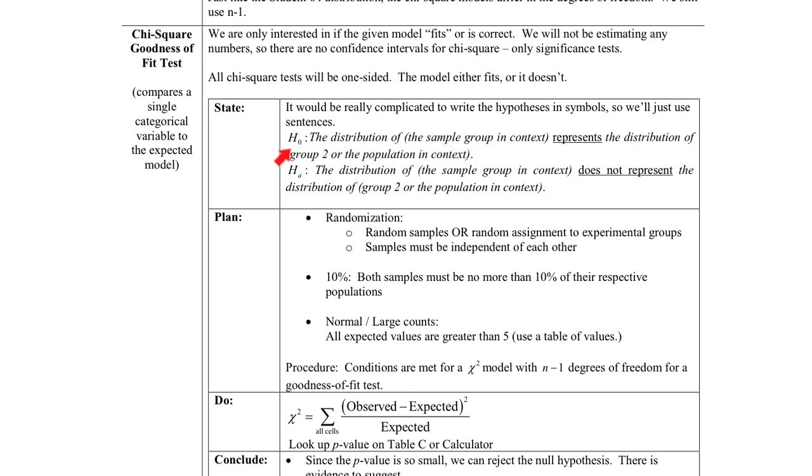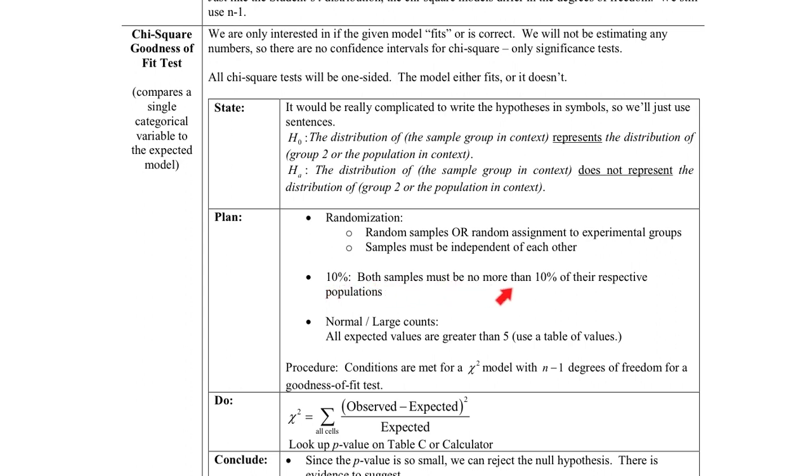So here's our null hypothesis: the distribution of the sample represents the distribution of the population. For example, we would say the distribution of M&Ms in our sample does represent the distribution as given by M&M Mars, or the assumed proportion. The alternative: the distribution of the sample does not represent the distribution of the population. So that's all your null and your alternative. Randomization, still saying that samples are independent. For example, I'm not going to get an M&M that's both green and yellow.